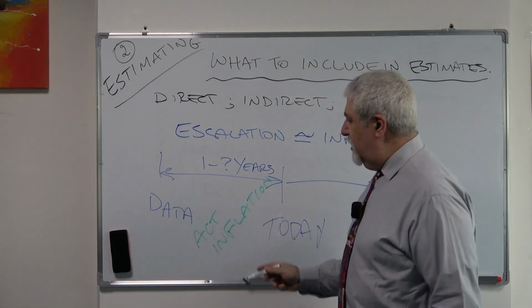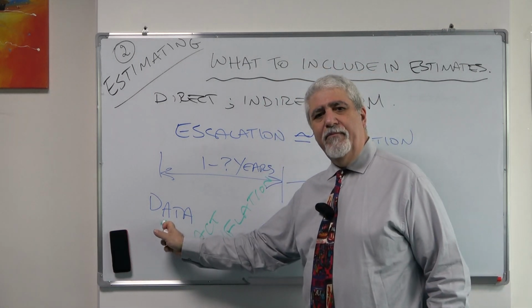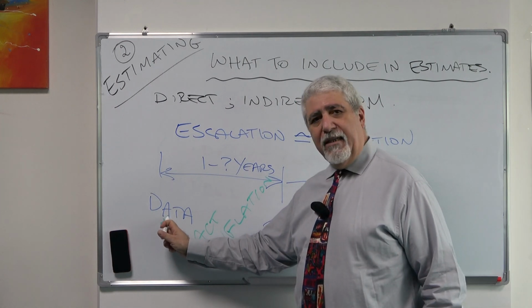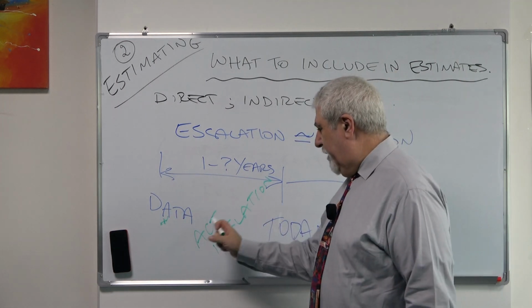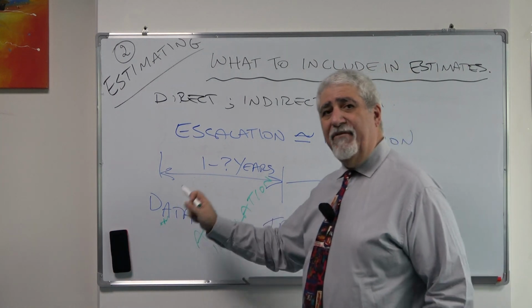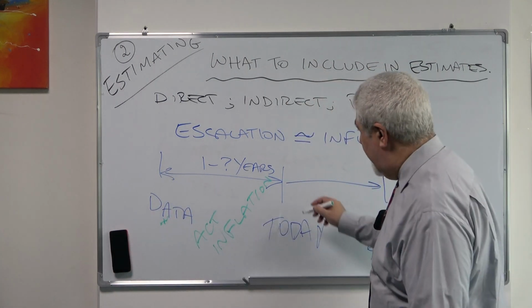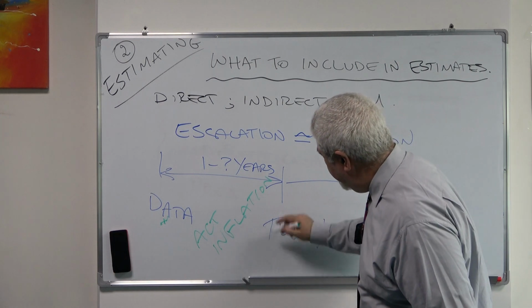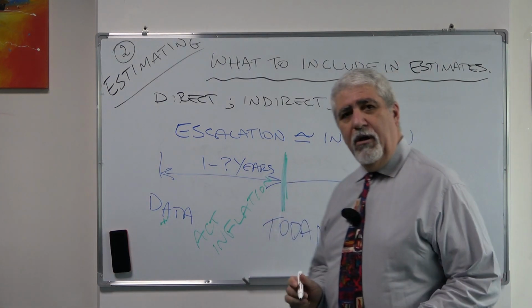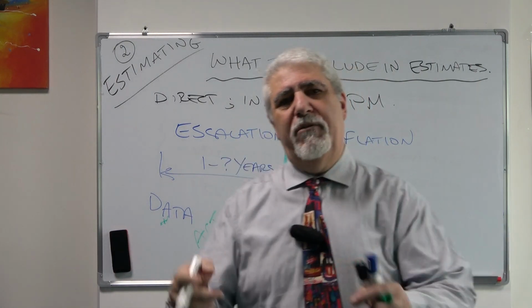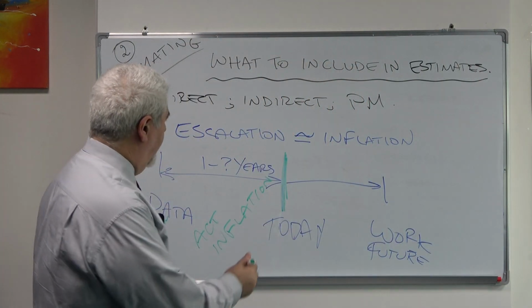So you start with your data. Depending on the number of years, you would apply the actual inflation that has actually happened to bring the cost to today's cost. So we will come up with today's cost. So now we know if we are going to spend the money today, this is how much it will cost us.